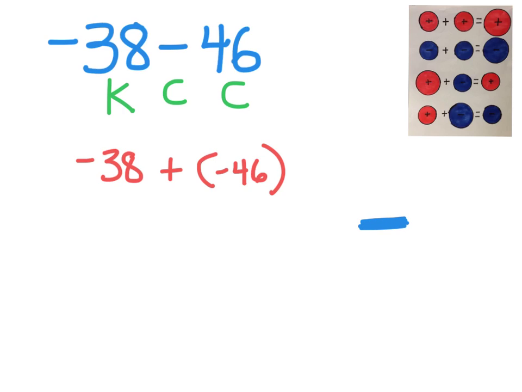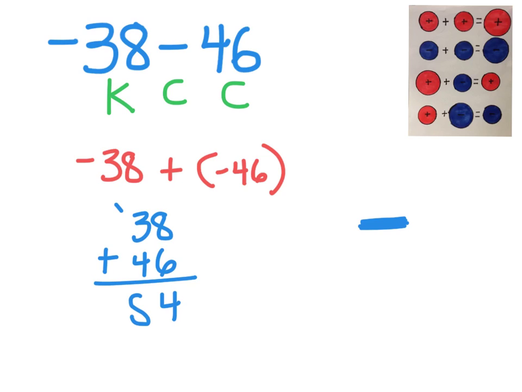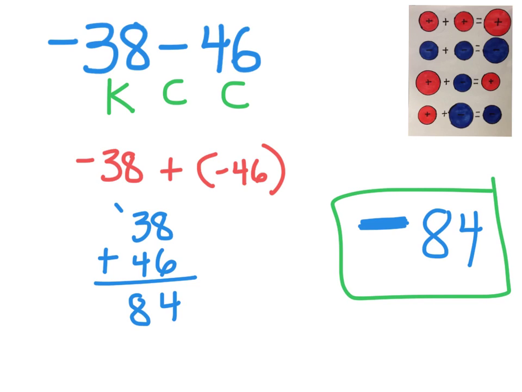This one I need to add them together. It may not be quite as easy to do mentally, so I'm just going to set it up. 8 plus 6 is 14. 3 plus 1 is 4, plus 4 more is 8. So now I know my answer is -84.